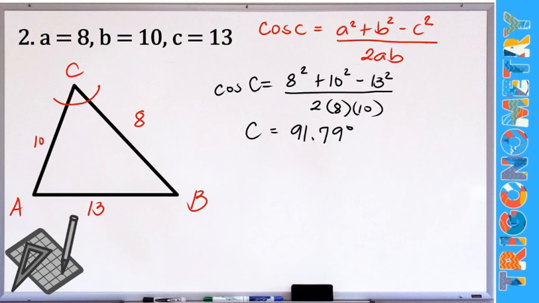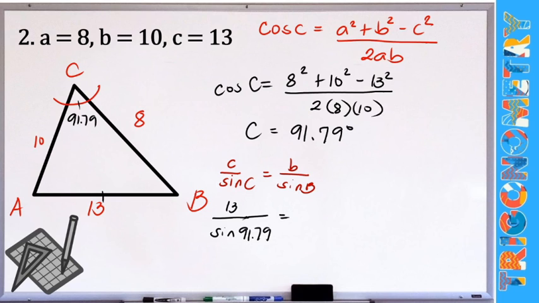Now we have already angle C, 91.79. You can now use your law of sine. So let's start with C. That is C over sine C is equal to, let's compute first for the next longer side, which is 10. So we're going to have B over sine B. Inputting our given, we have C, which is 13, over sine 91.79 is equal to B, which is 10, all over sine B.